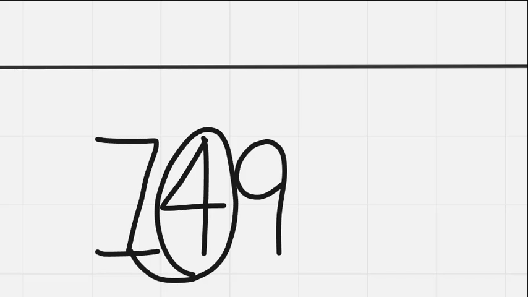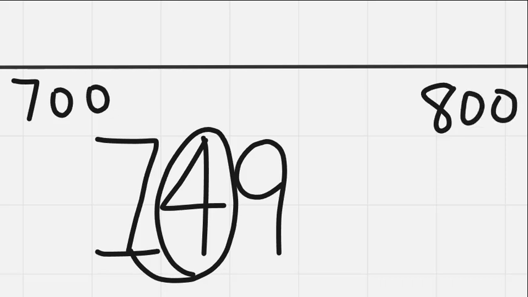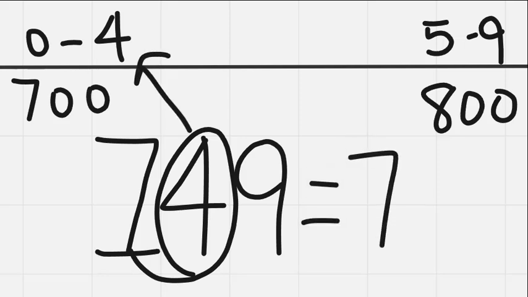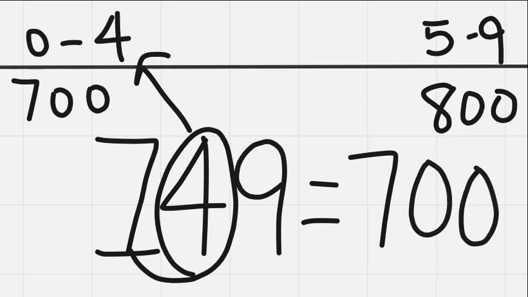749 can round down to 700 or up to 800. 0 to 4 goes down. 5 to 9 goes up. 4 is between 0 and 4. So 749 rounds down to 700. 749 rounded to the nearest hundred is 700. Be sure to check your work.